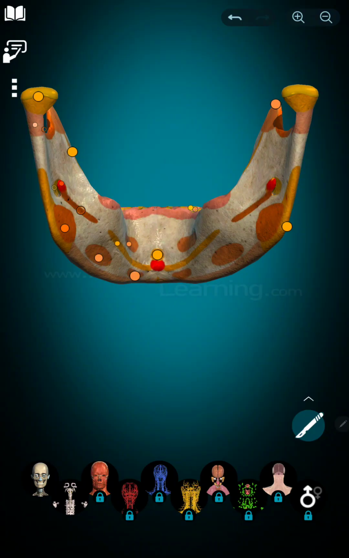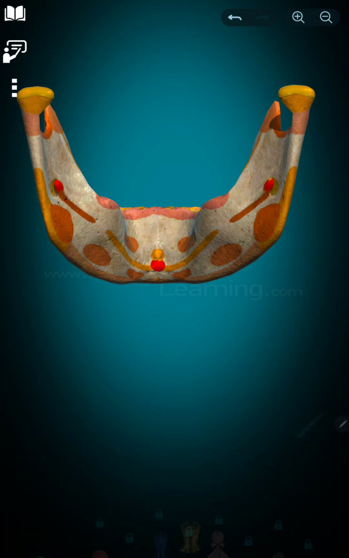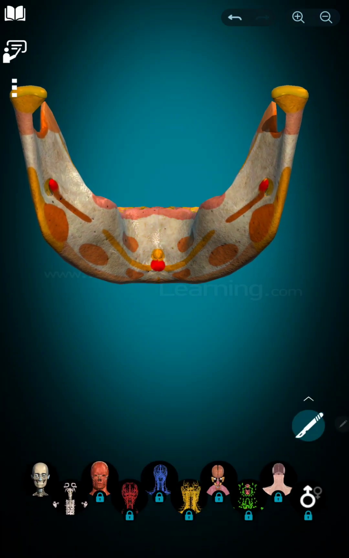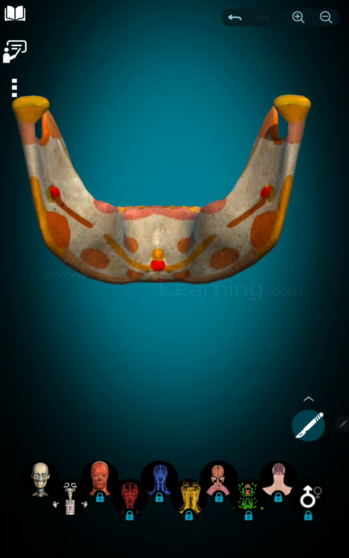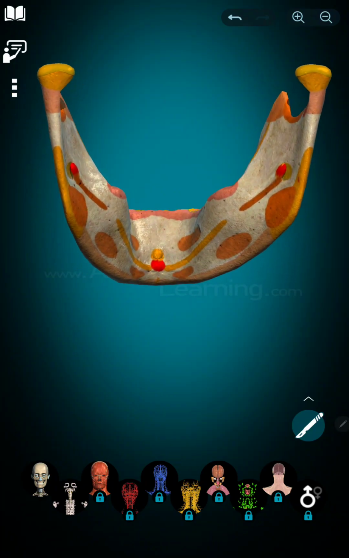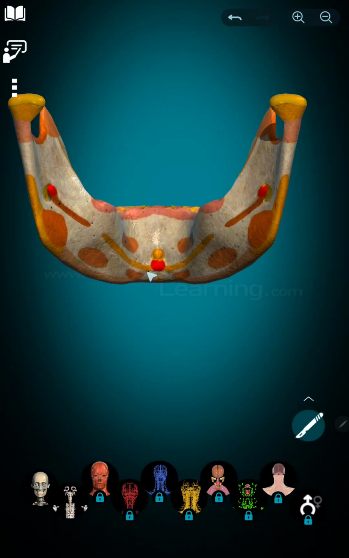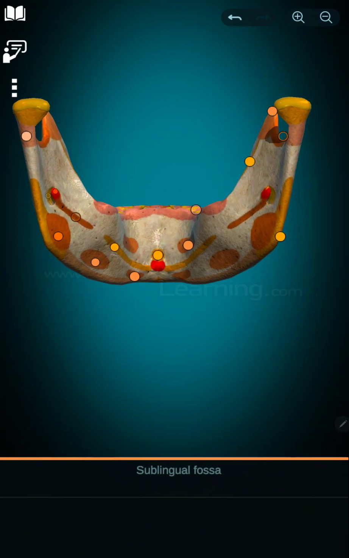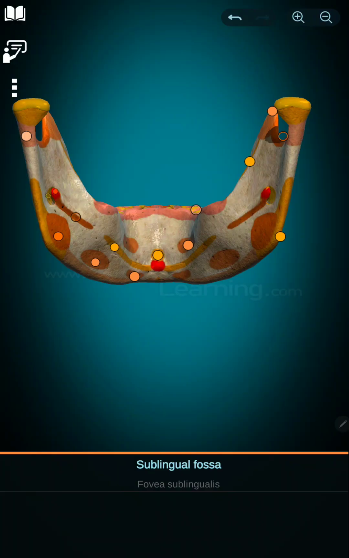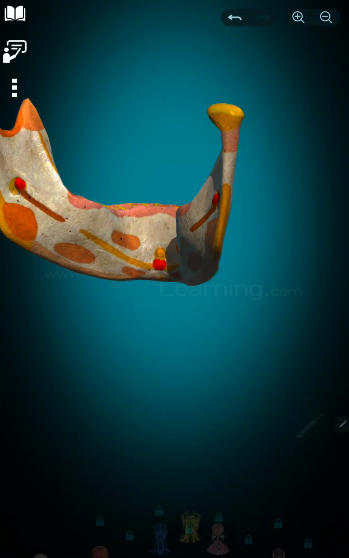I have already told you that there is a mylohyoid line here, which runs downward and forwards below the third molar teeth to the median area below the genial tubercles. Then the mylohyoid groove extends into the body. Below the mylohyoid line there is a submandibular fossa, and above the mylohyoid line there is a sublingual fossa, in which the sublingual gland and submandibular gland lie.